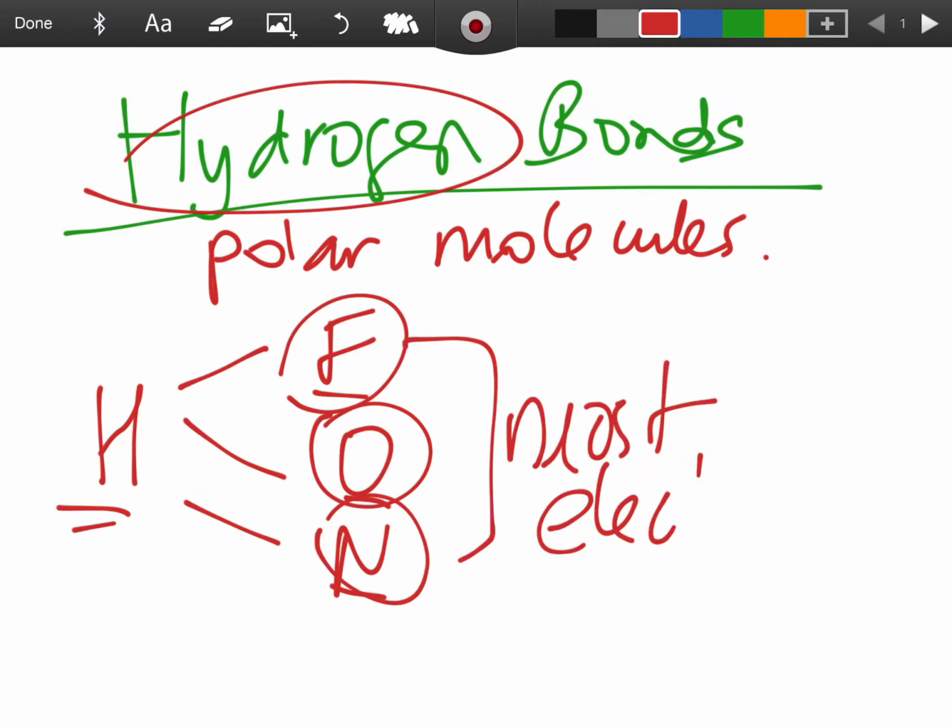The reason it's hydrogen bonded to fluorine, oxygen, and nitrogen is because they're the most electronegative elements that you'd have. So these would have quite significant difference in electronegativity between hydrogen and fluorine, between hydrogen and oxygen, and between hydrogen and nitrogen. So these give rise to quite strong intermolecular forces as a result, the hydrogen bonds.